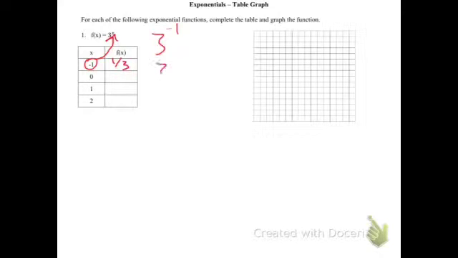So let's calculate these out real quick. 3 to the 0 power is 1. 3 to the first power is 3, and 3 to the second power is 9. Okay, so that's what you're going to put here in your right column, and then you're going to graph it.